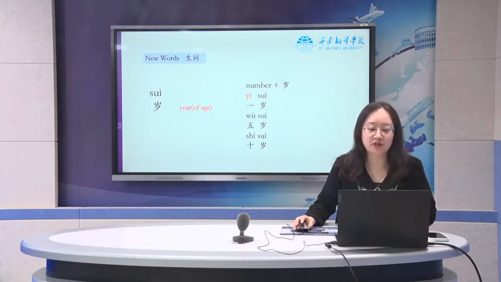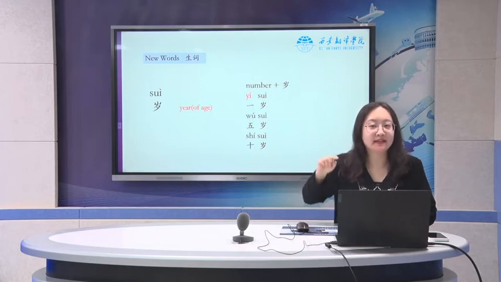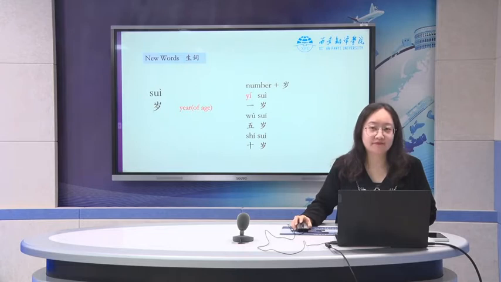Please pay attention. 岁 is the fourth tone, so 1 becomes the second tone. 1岁. 5 years old, 5岁. 10 years old, 10岁.